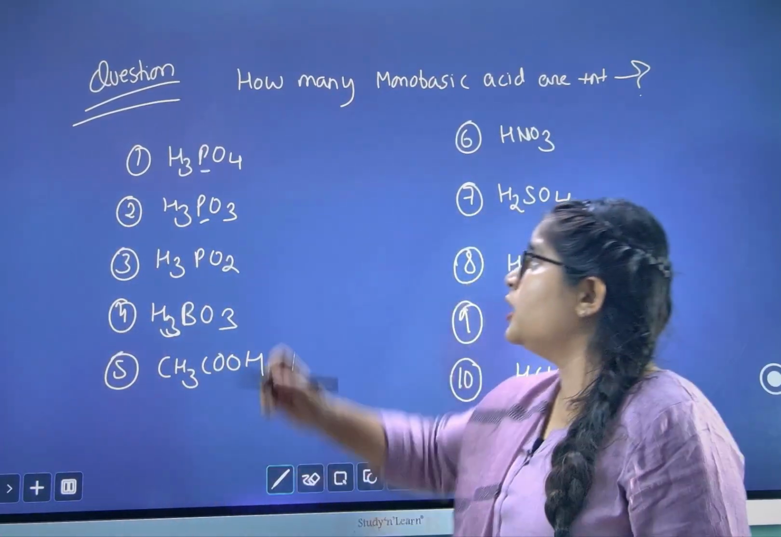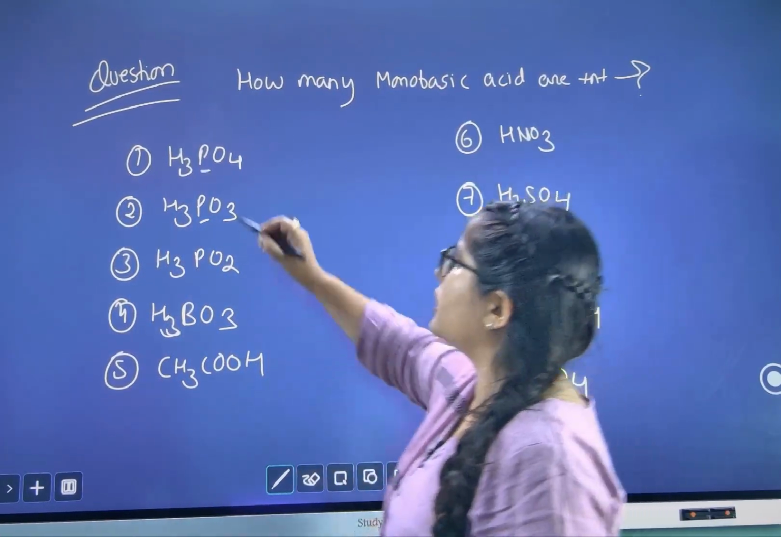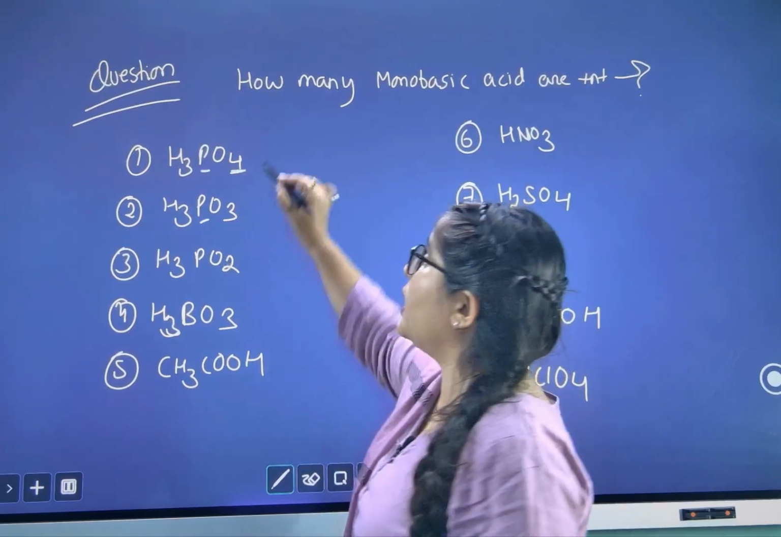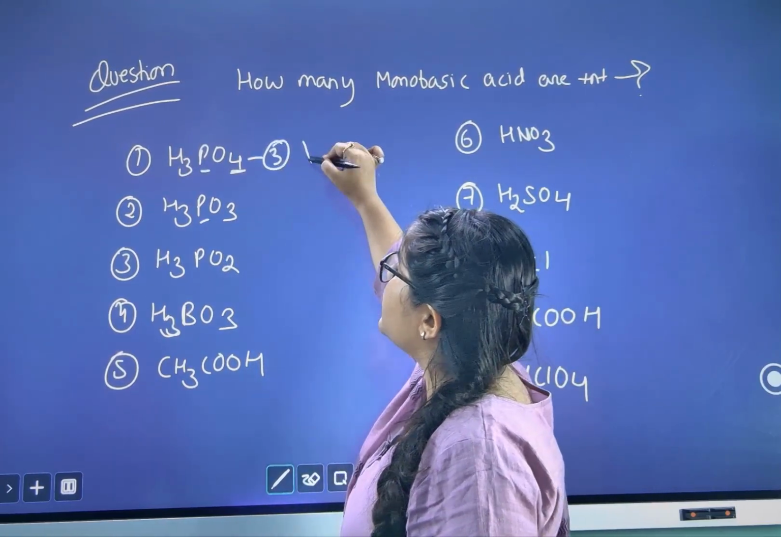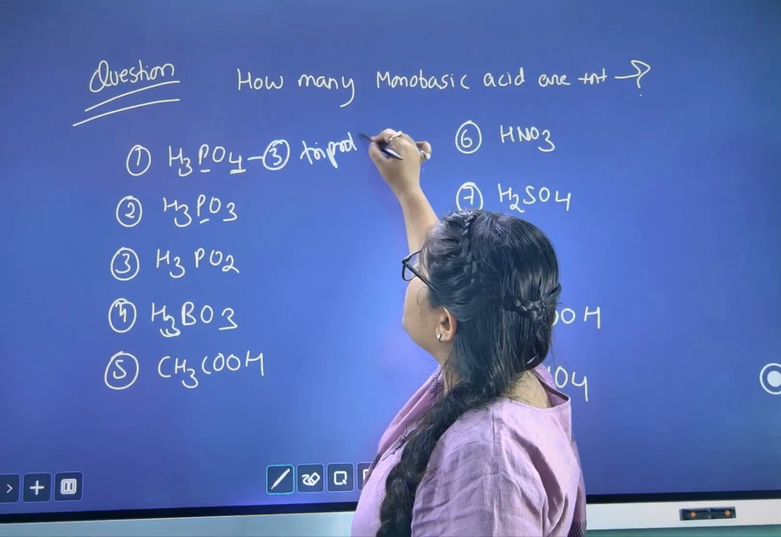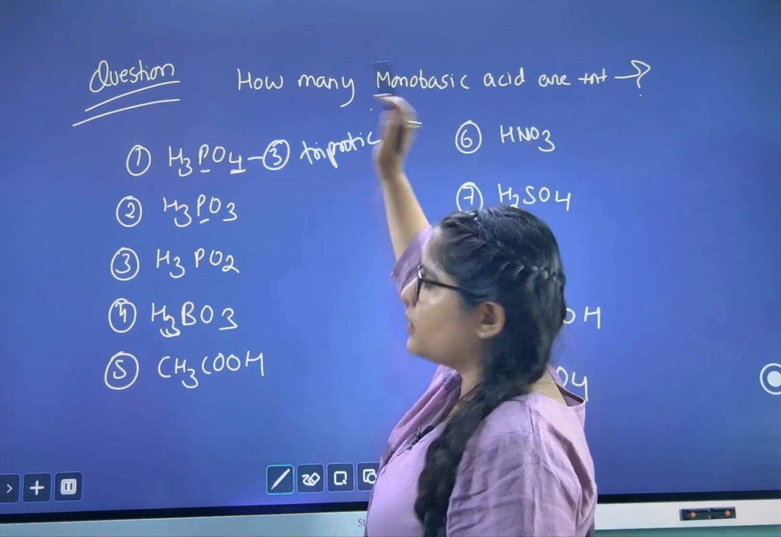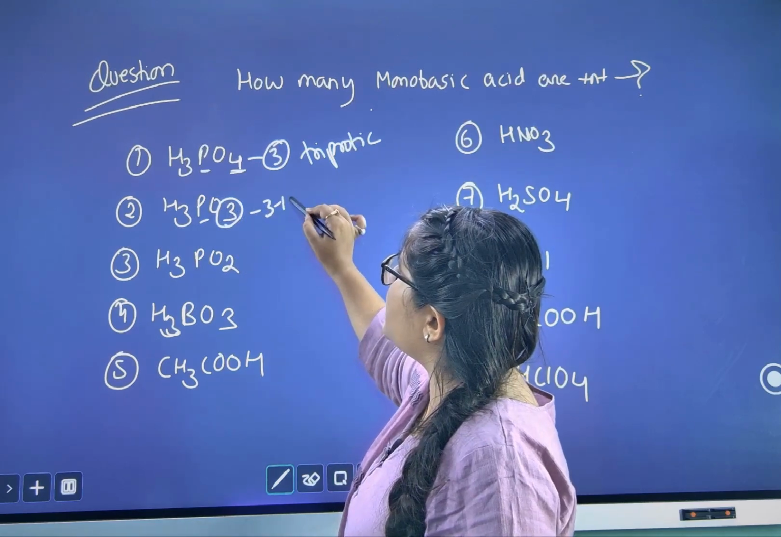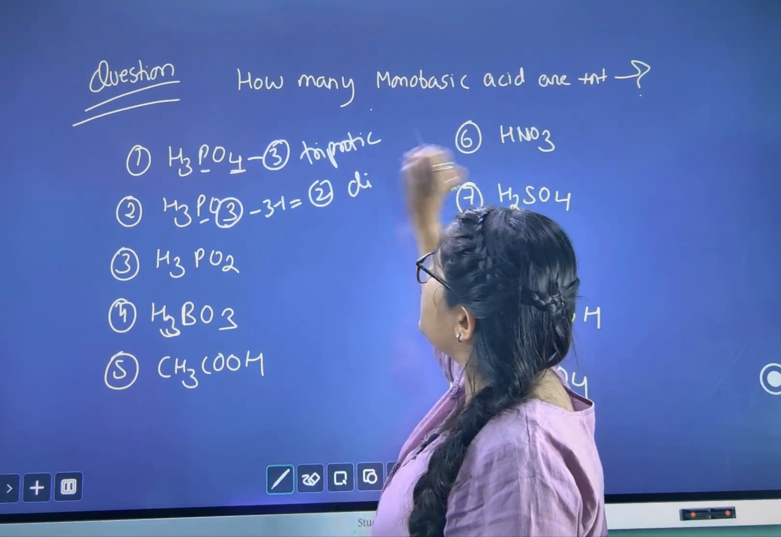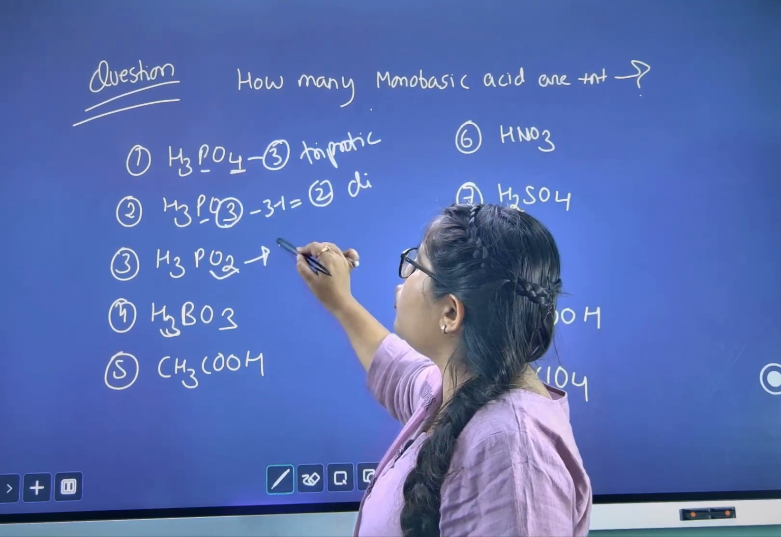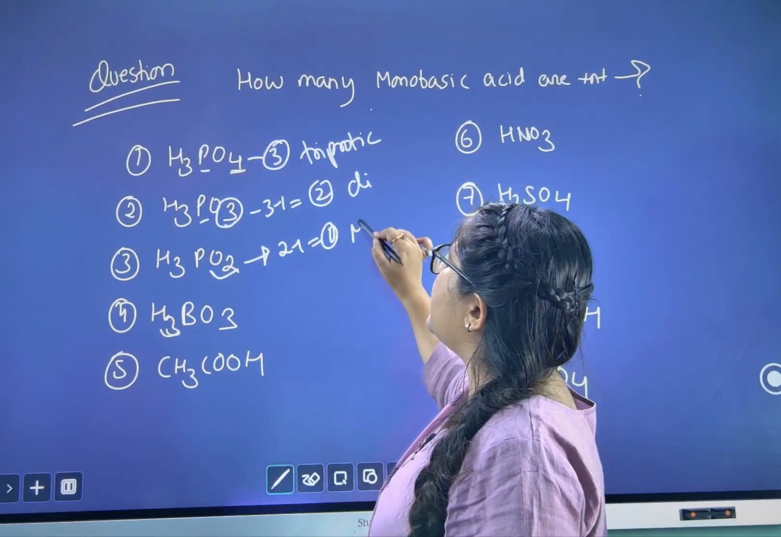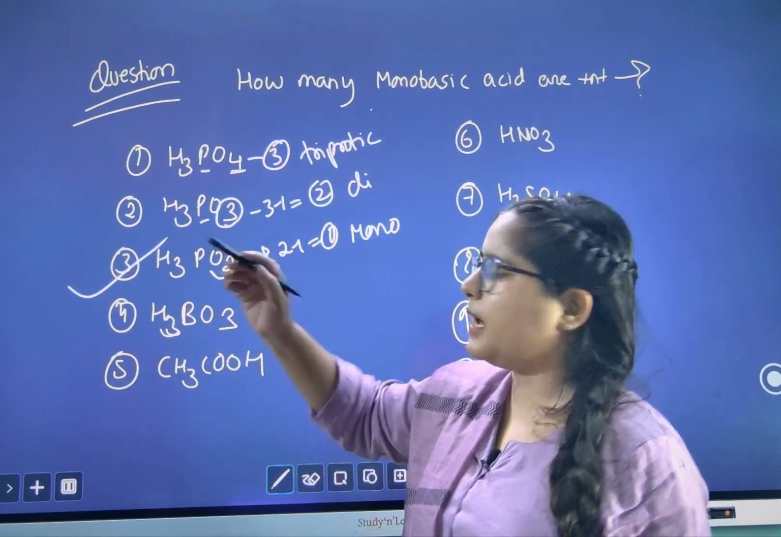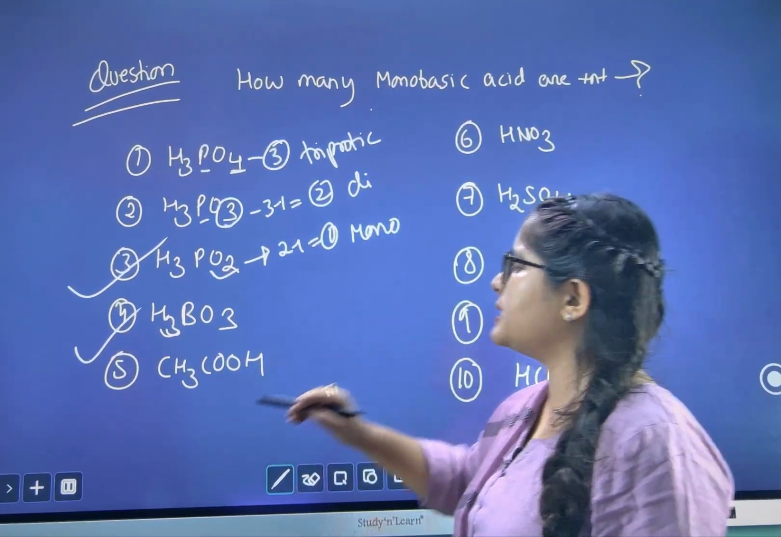See here. So H3PO4. How many oxygen? 4. 4 minus 1, it is 3 H ion, means it is triprotic, or I can say tribasic acid. Okay, here H3PO3, 3 oxygen, so 3 minus 1 means it is dibasic. Easy or not? Next, H3PO2, 2 minus 1, only 1 H plus ion, monobasic acid. Third one, H3PO2 also I have told you, it is also monobasic acid.